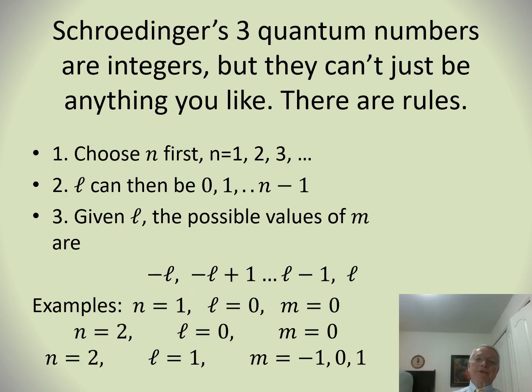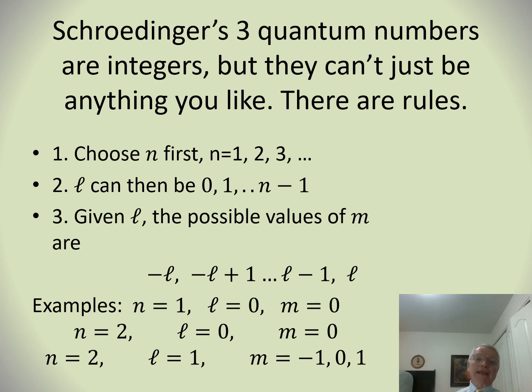Schrodinger's 3 quantum numbers are integers, but there are rules about them. They can't just be anything you like. So here are the rules. You count n: 1, 2, 3. That's the principal quantum number. It tells you how many radial wiggles there are in the standing wave function for psi. So you go 1, 2, 3 with n.